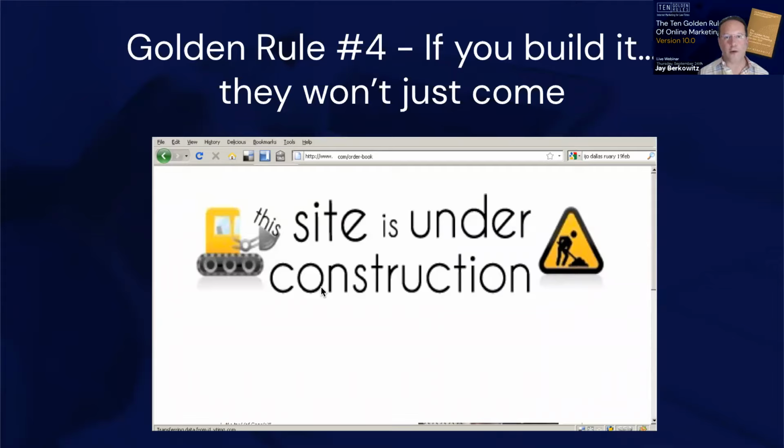Golden rule number 4, if you build it, they won't just come. So back in the early days of the internet, a lot of times you would get to websites and they'd be spinning and whirring and under construction. I mean, obviously that's the worst case scenario. But what I mean by that is if you build a website, you can't just sit around and expect people are going to show up. You have to push, pull, and drive people to your website.